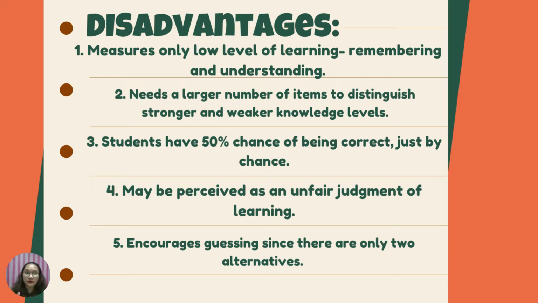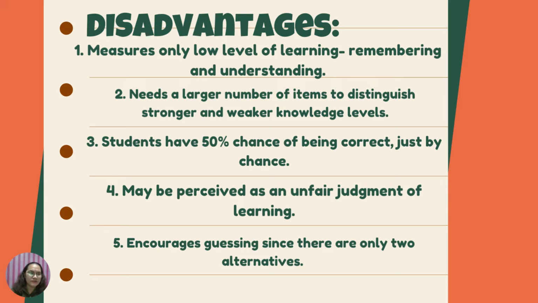And as I can understand it, it is a form of lower order thinking, or the students can use lower order thinking skills when answering a true or false test. And then second, it needs a larger number of items to distinguish stronger and weaker knowledge levels.